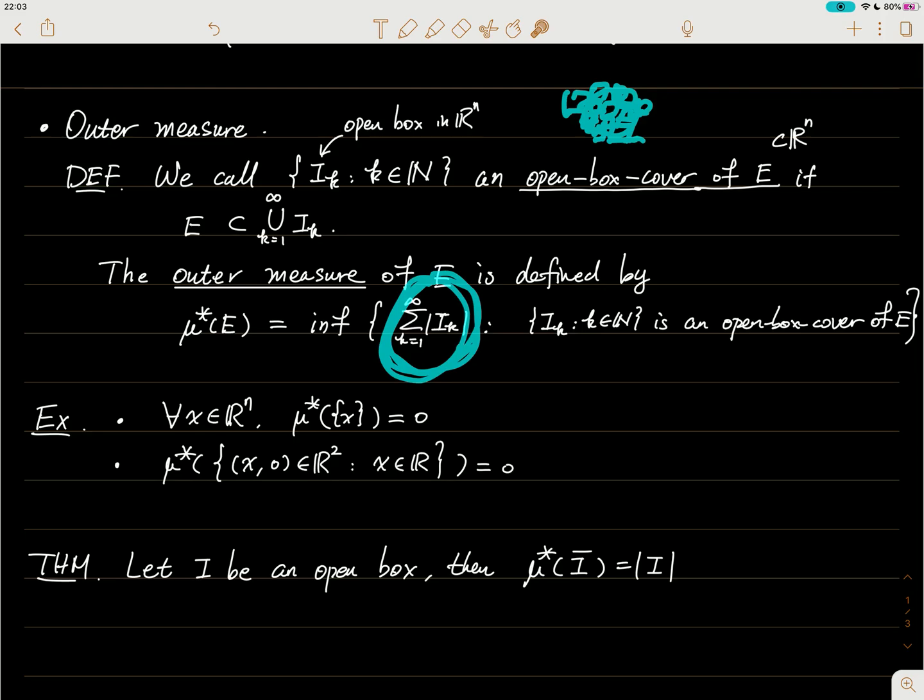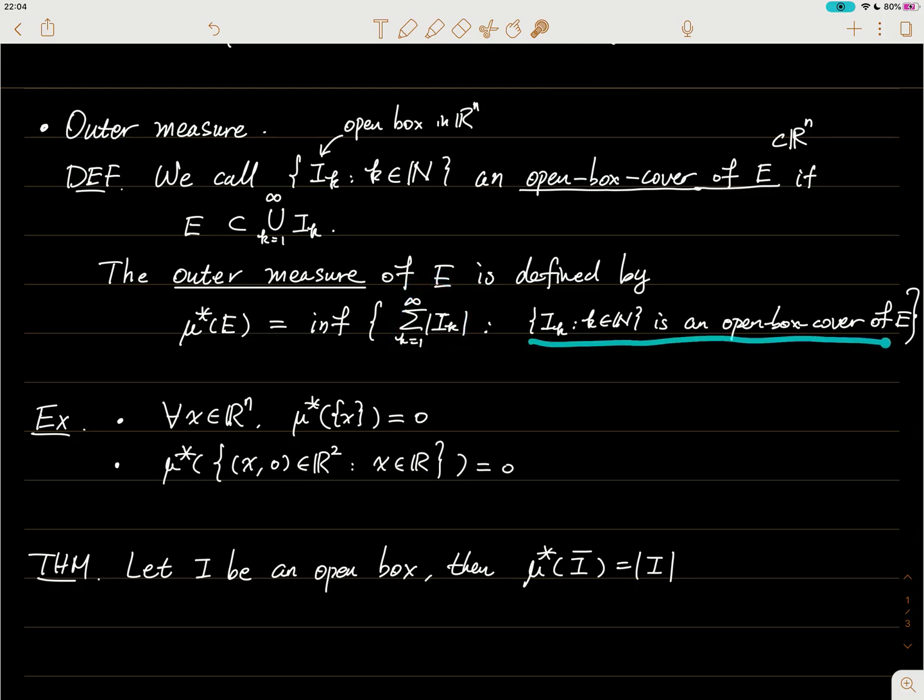So you want to cover the set E using countably many open boxes, and make sure they are as small as possible. Try to make them non-overlapping and as tight as possible. So that is the outer measure. Okay, so this is the definition for outer measure.